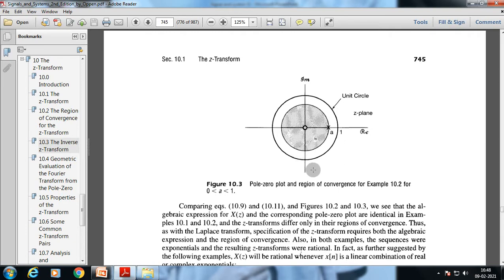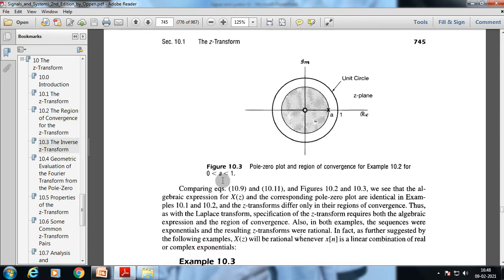The pole-zero plot, region of convergence. This is the region of convergence. Now comparing these two equations and figures of this and the previous one, we see that the algebraic expression for X(z) and the corresponding pole-zero plot are identical in examples 10.1 and 10.2, and the z-transforms differ only in their regions of convergence.